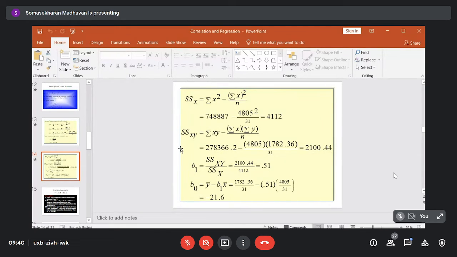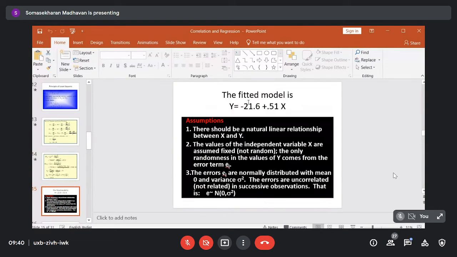Then if you choose the previous data and compute the values, you can find the variance is obtained as this one. The covariance is obtained as this value. The estimate of the slope is this one, 0.51, and B0 is the intercept. So finally, you will get the fitted model as Y is equal to minus 21.6 plus 0.51x.